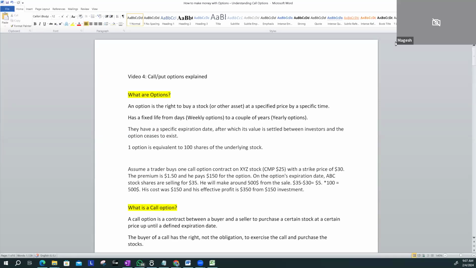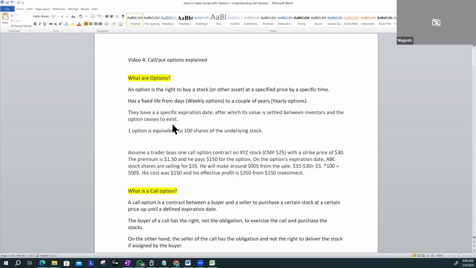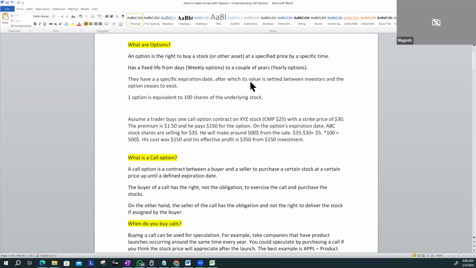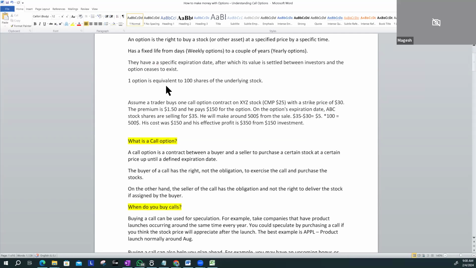But the US market is pretty good. Liquidity is very good, especially on the stocks that are very popular. You have up to almost two plus years. As of now, we have options up to January 26, so almost 2 years from now. So it has got a fixed life of up to a couple of years. They have a specific expiration date after which its value is settled between the investors and the option ceases to exist. And you have to know that one option is equivalent to 100 shares of the underlying stock.